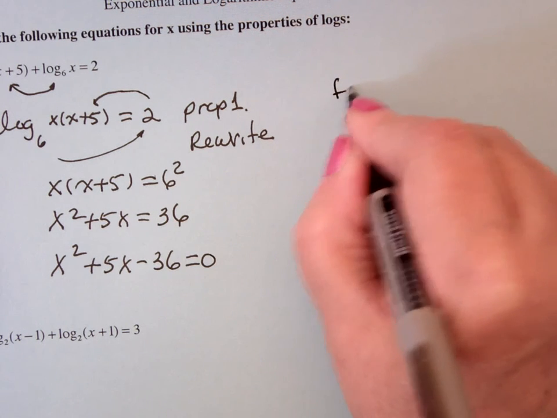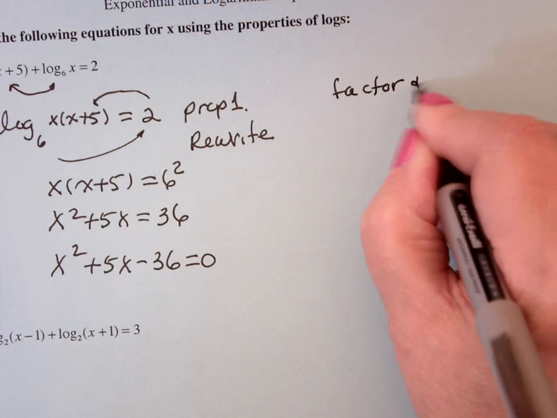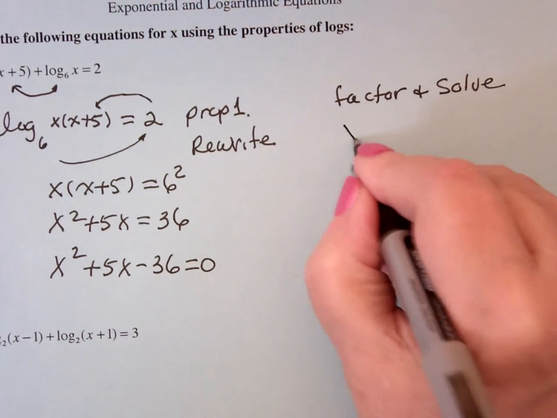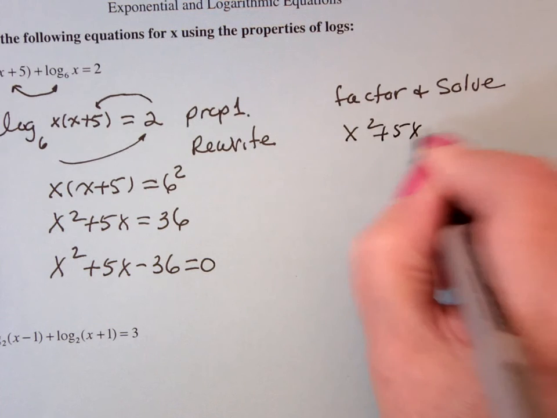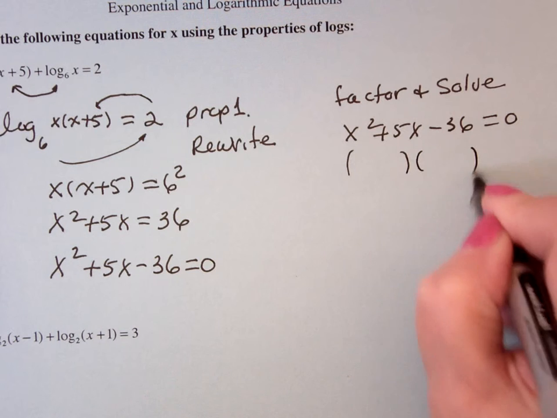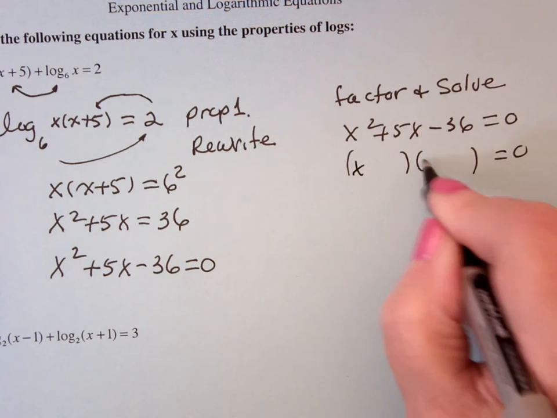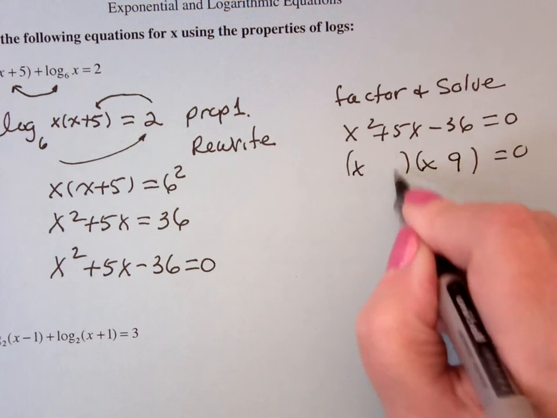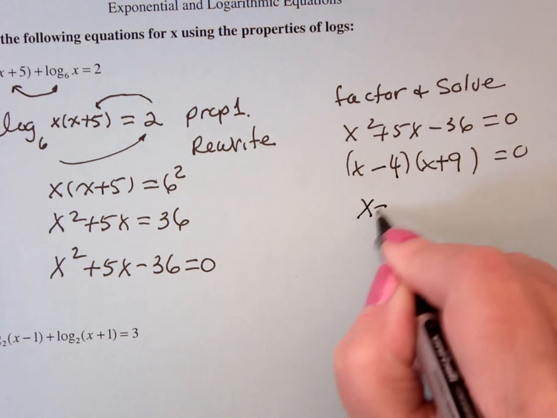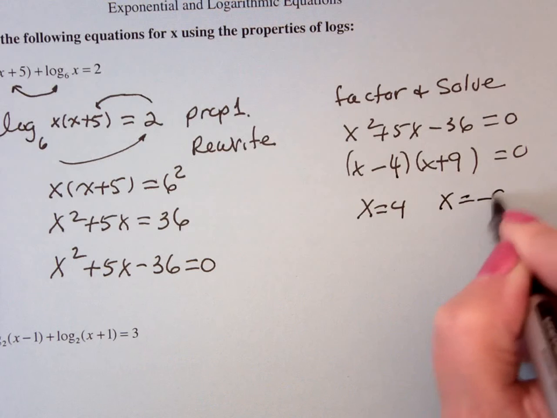So now I'm going to factor and solve. So if I have x squared plus 5x minus 36 equals 0, this factors x, 9, 4, plus minus. So x is 4, x is negative 9.